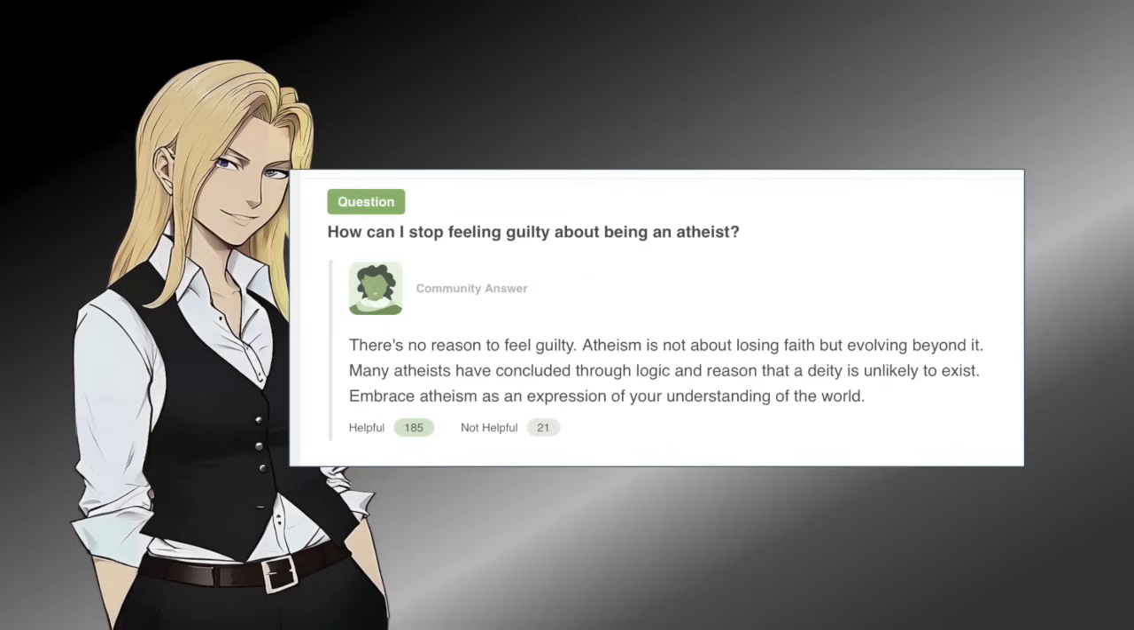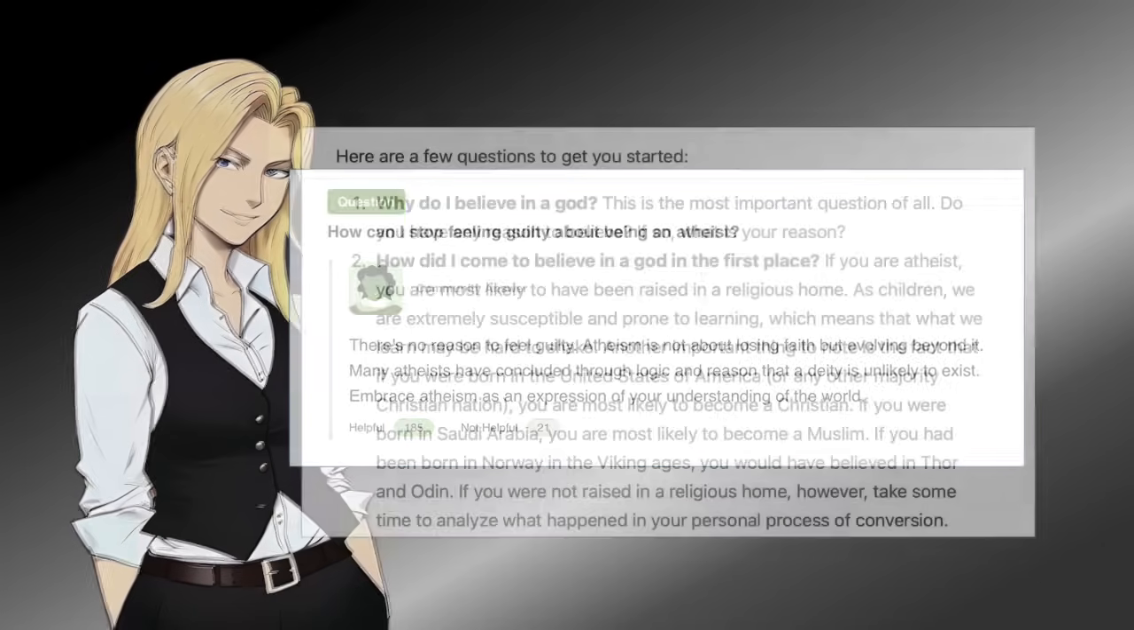Atheism is not about losing faith, but evolving beyond it. Many atheists have concluded through logic and reason that a deity is unlikely to exist. Embrace atheism as an expression of your understanding of the world. And not every atheist is about evolving beyond faith. I mean, some people are raised in a secular way. But overall, I think that's a good answer. There is no reason to feel guilty. Maybe you are worried about losing family or friends. That's a different question. Speaking of questions, they also have some questions to think about.